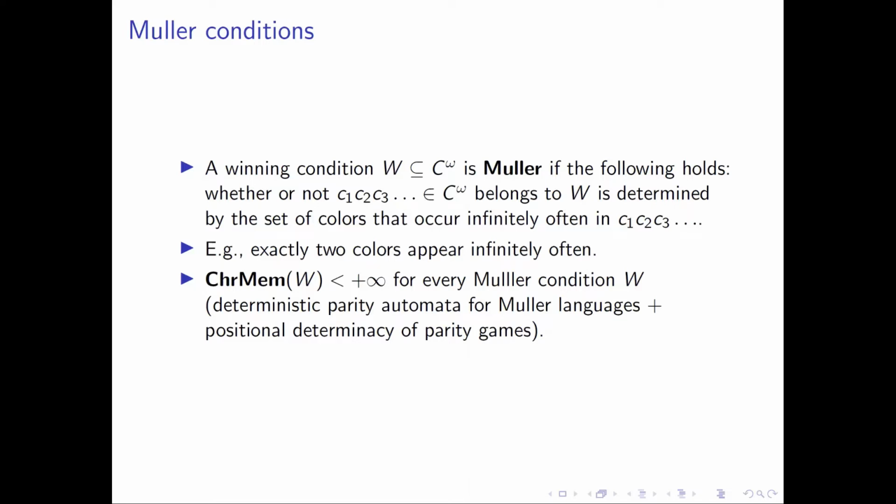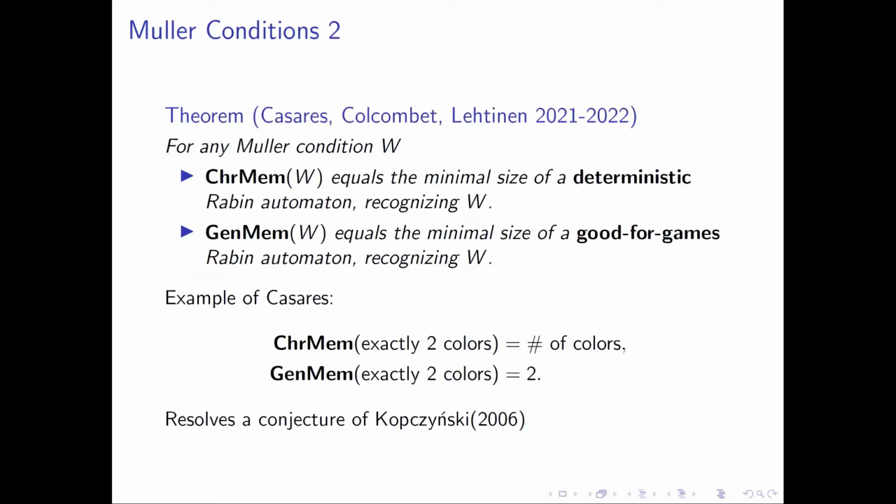And this follows from some well-known results. First, you need a deterministic parity automaton for any Muller language. In fact, it is known that such a thing exists for every omega regular language. And then you also need positional determinacy of parity games. But still, okay, so we have this fact. The question is, how to determine this chromatic memory of W and also general memory of W? And there is a series of results of Casares, Colcombet, and Lehtinen.